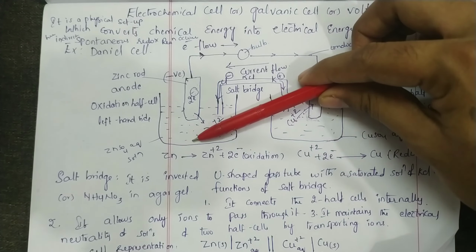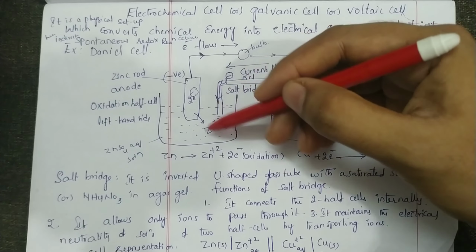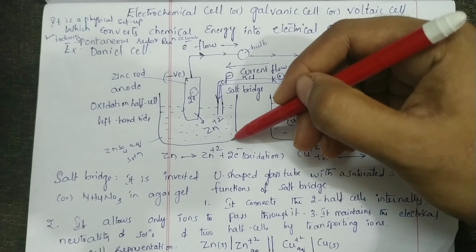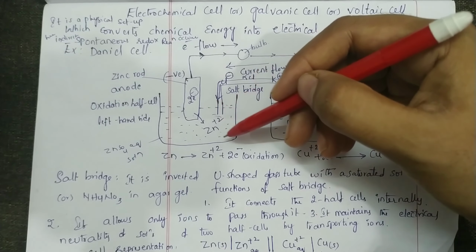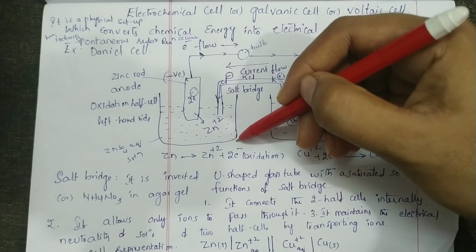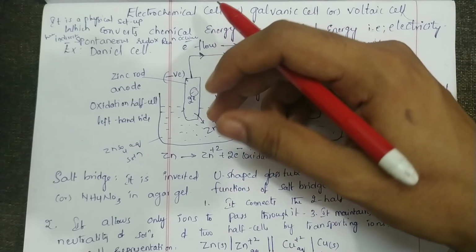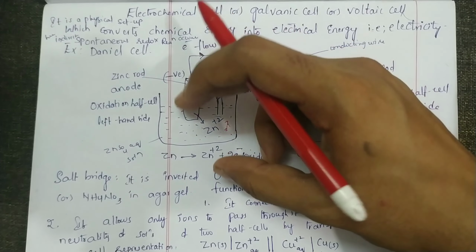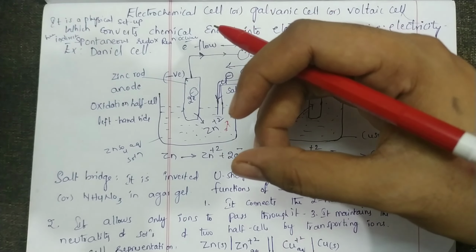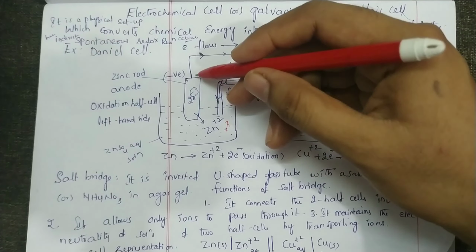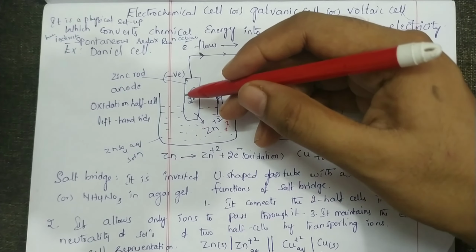But here one problem arises. What is that problem? During oxidation, electrons go into the zinc rod and Zn2+ ions fall in solution. Further adding of Zn2+ ions in the solution increases the positive charge in the solution. So the positive charge in the solution stops the outward flow of electrons.